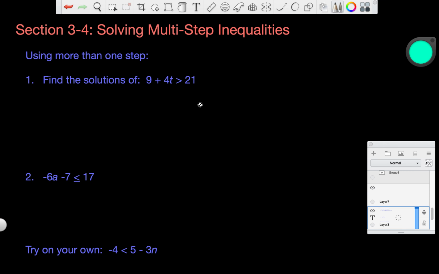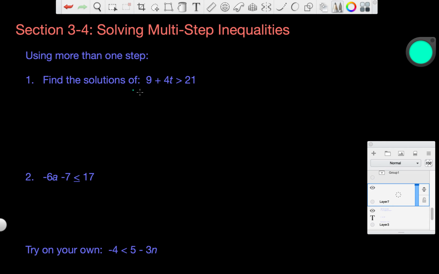Okay, here we are at section 3.4, solving multi-step inequalities. So we did the same thing with equations. We're going to do the same thing with inequalities. So all that this means is that we're going to have to use more than one step to get our solution. So here we go.